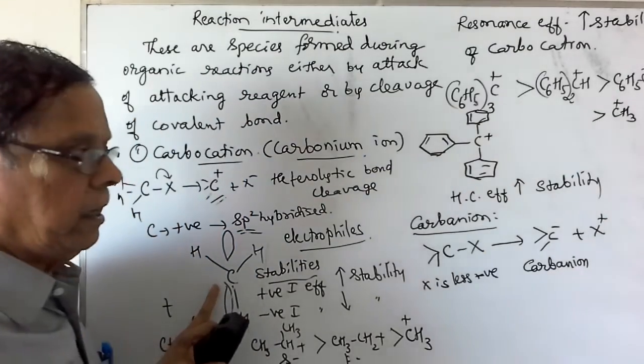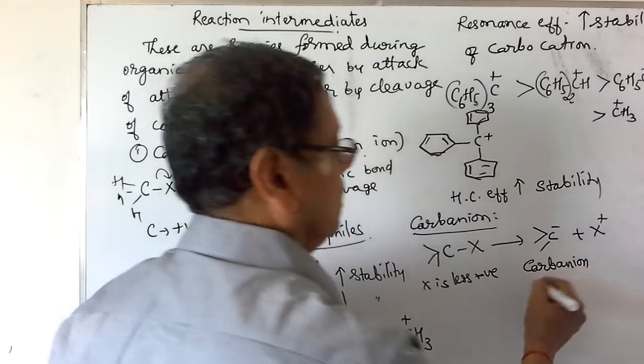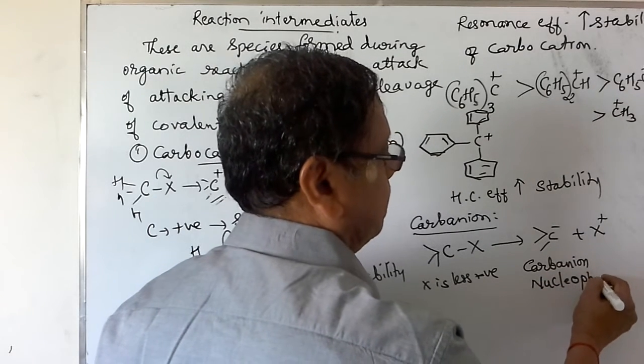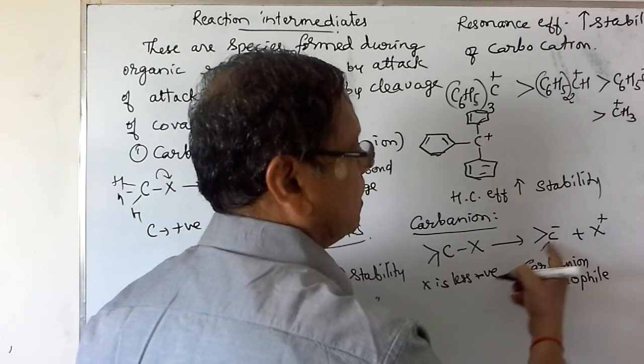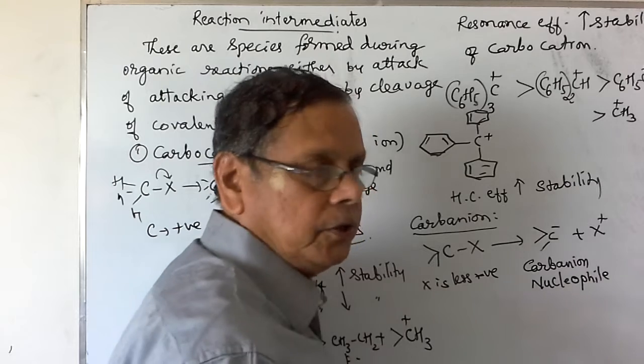Compared to the carbocation, it is rich in electrons. That's why it will behave like a nucleophile. Because of the electron-rich nature of this carbon carrying the pair of electrons, it behaves as a nucleophile.